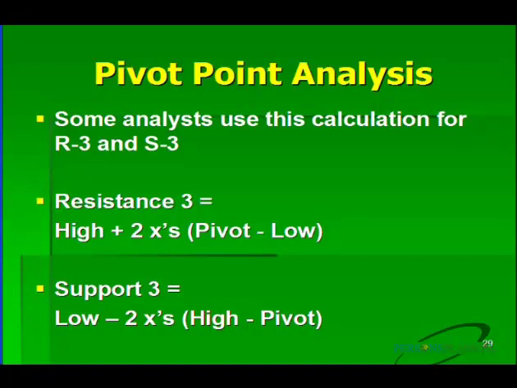For those who are computer savvy and those who are good at Excel, you can develop your own program and have this in your own Excel program. For R3, take the high plus 2 times the value of the pivot minus the low. For S3, take the low, subtract 2 times the value of the high minus the pivot. And that's the mysterious, the elusive, and the least talked about, the R3 and S3 calculations.